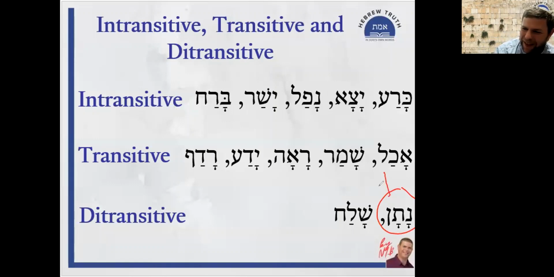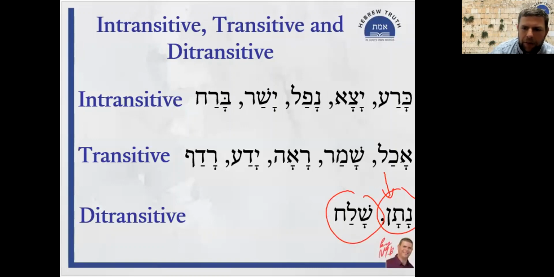So natan has to do with giving, and it takes two objects, because you give something to someone. Titinos, for those of you who have Greek background. Shalach, he sent something to someone. He said something to someone. These verbs are ditransitive.